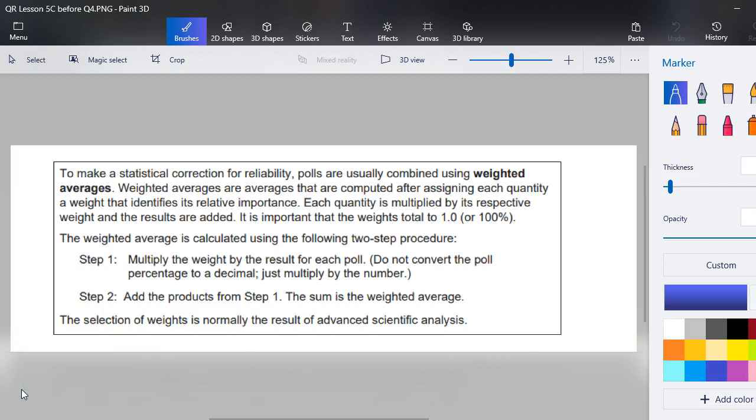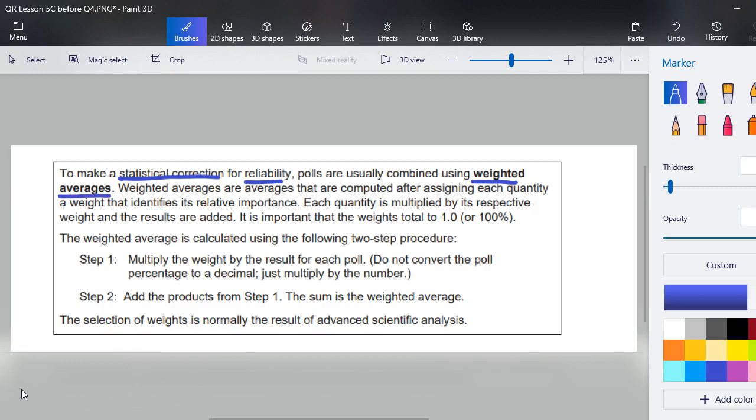Make sure you read through this information in the box that's just before question 4. You might want to go ahead and pause and read through it by yourself and make some notes. But I'll go ahead and read through it, and you can read with me or come back and read along. To make a statistical correction for reliability, polls are usually combined using weighted averages.